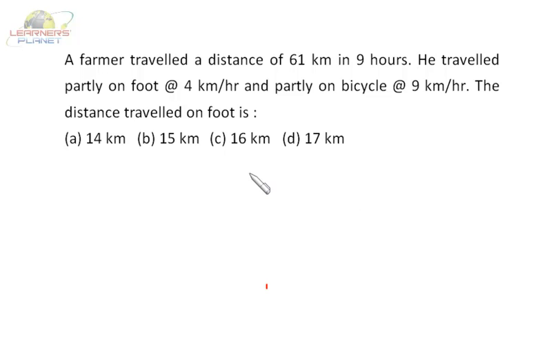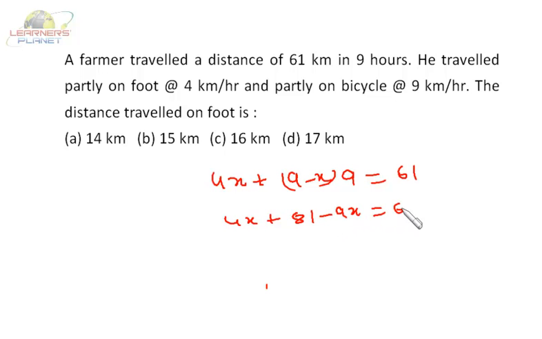And friends, if you are not able to recall the alligation technique, then you can even go by the equation method. Let's assume for x hours he is walking on foot. That means at 4 kilometers per hour for x hours he must be covering 4x kilometers, and the remaining 9 minus x hours he is covering at the speed of 9 kilometers per hour, and the total distance he covered is 61 kilometers. Okay, so 4x plus 81 minus 9x is 61.